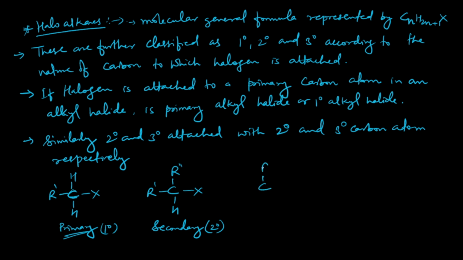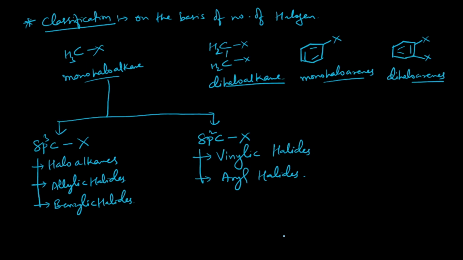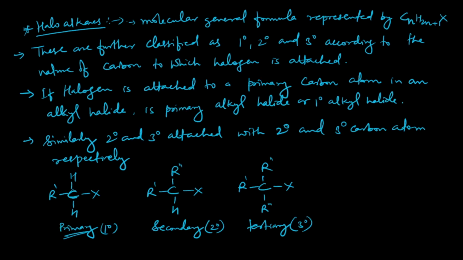What is tertiary? This is R double prime, this is R single prime, and this is R triple prime, and here the halogen. The halogen is attached to the carbon, and this carbon is further attached to 3 alkyl groups. So it is tertiary, and we call it 3 degree. Got it? Now haloalkanes are completed. Next will be your allylic halides.